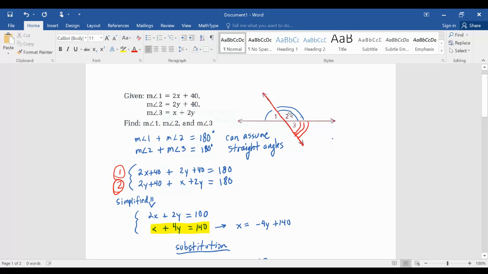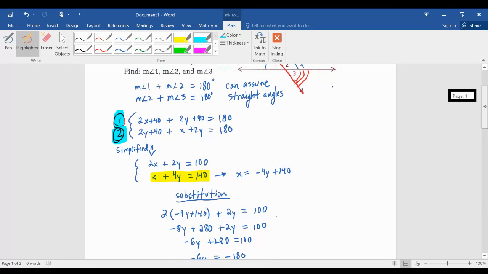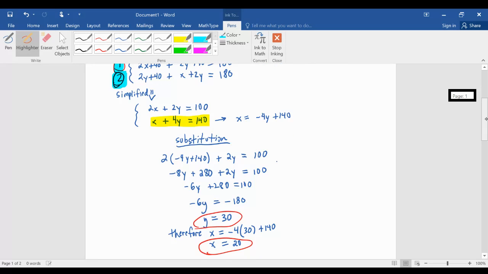So the measure of angle 1 plus the measure of angle 2 should be supplementary. And then the measure of angle 2 plus the measure of angle 3 should also be supplementary. So that's where we set up our system of equations, right here. And then we simplified further and used substitution to solve for x and y.